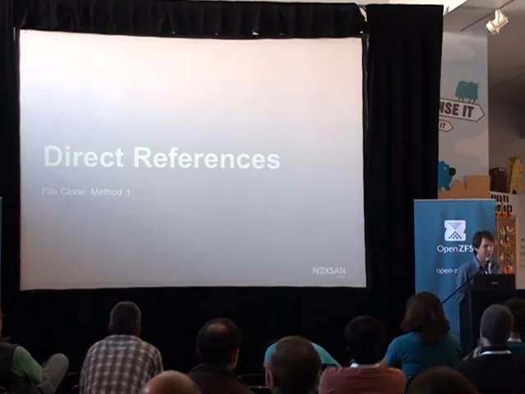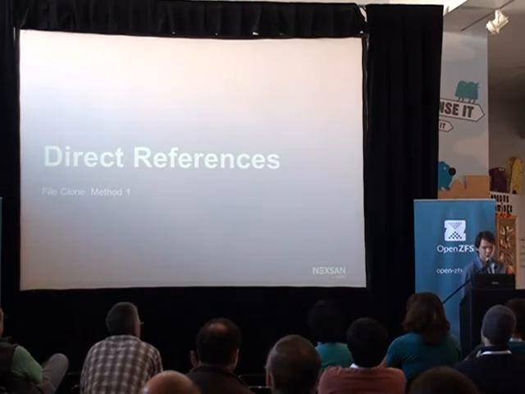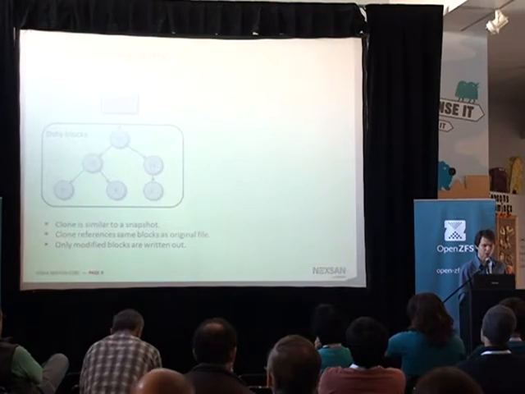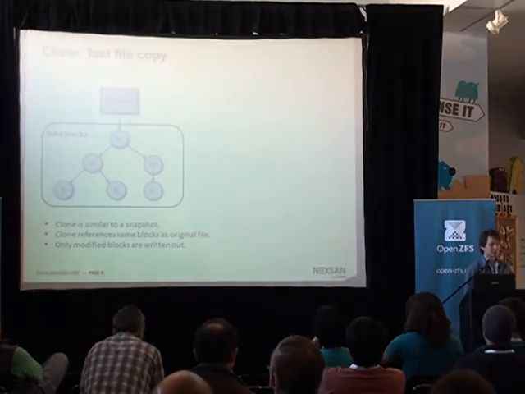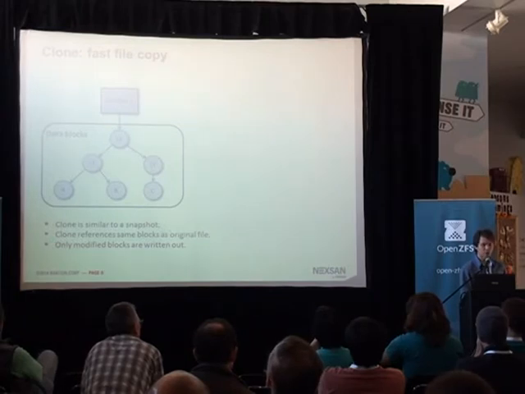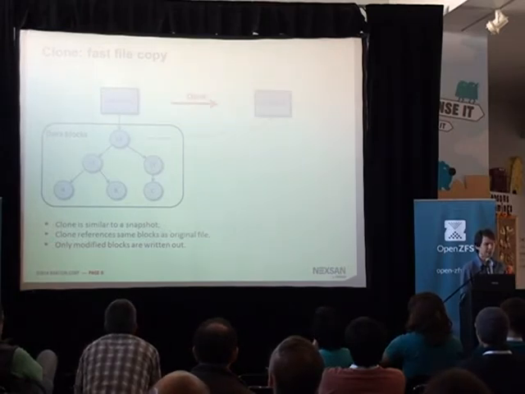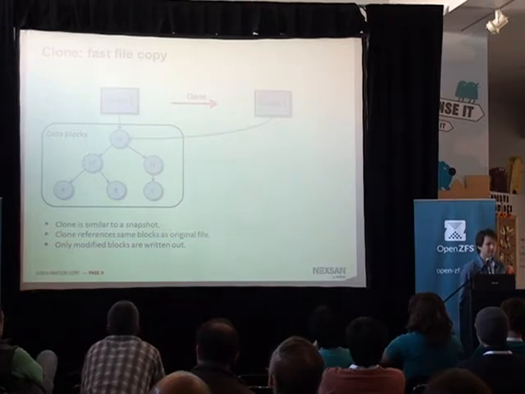Now I'm going to talk about the actual first approach for doing the file cloning. It's called the direct references method. It's very, very similar to the way snapshots work. Whenever we do a fast file clone, we duplicate the dnode and the system attributes, and instead of duplicating the data, we just point back to the exact same data.